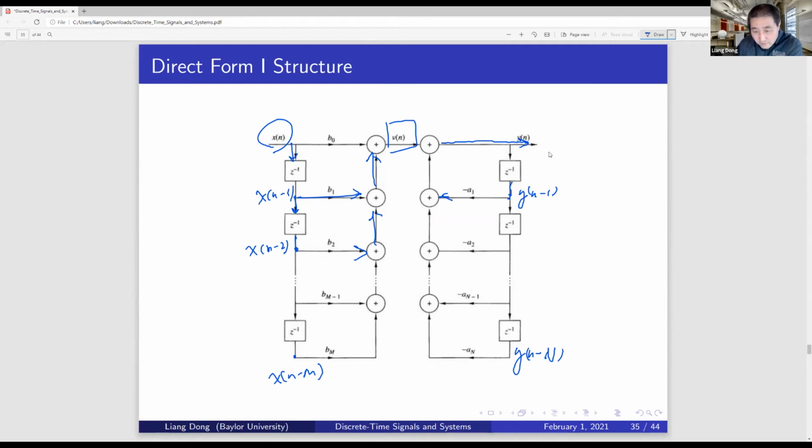Now the lengths of these two may not be the same. One ladder is of length M, this one is of length N, so they may not be the same. Actually, I have M plus 1 levels here, and N plus 1 levels here. Then the weighted feedback is added here and gives me the output. So that's the block diagram, how we implement this system.